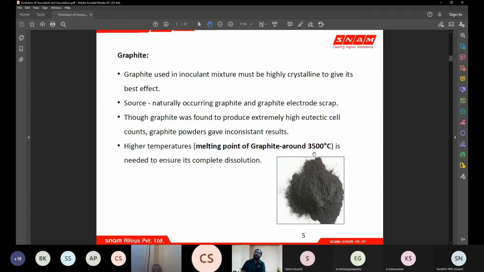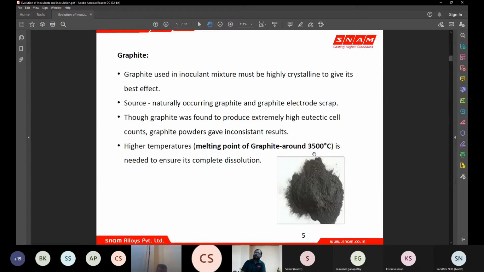Though graphite was found to produce extremely high eutectic cell count, like the performance of an inoculant, an inoculant is supposed to increase the eutectic cell count, which thereby increases the amount of graphite getting precipitated. There was a problem in getting inconsistent results out of graphite addition.